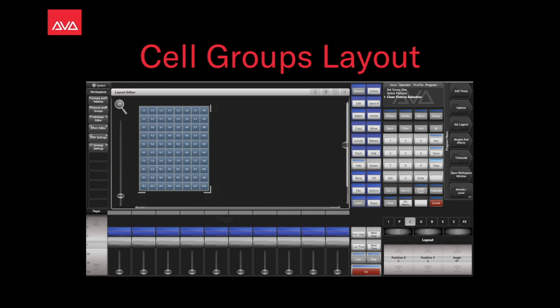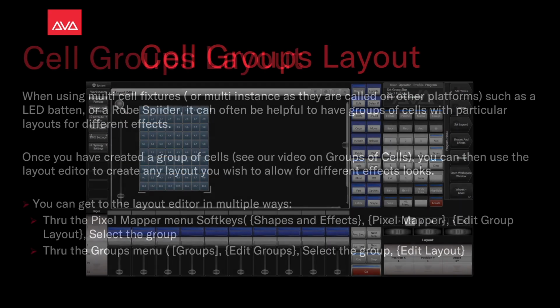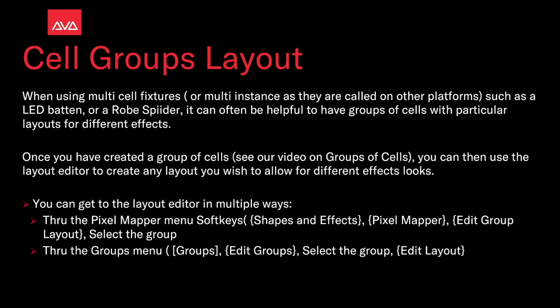In this video, we're talking about cell groups layout. Using multi-cell fixtures, or multi-instance as they're called on other platforms, such as an LED batten or a Robe Spider, it can often be helpful to have groups of cells with particular layouts for different effects. Once you've created a group of cells, see our video on groups of cells, you can then use the layout editor to create any layout you wish to allow for different effect looks.